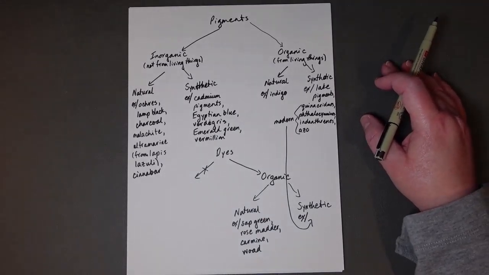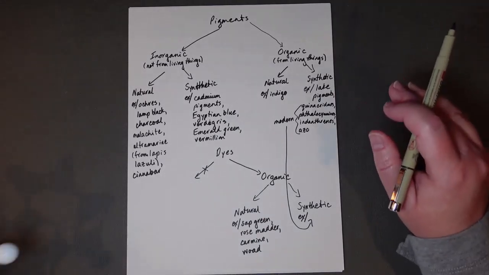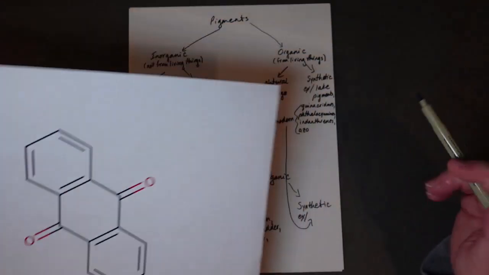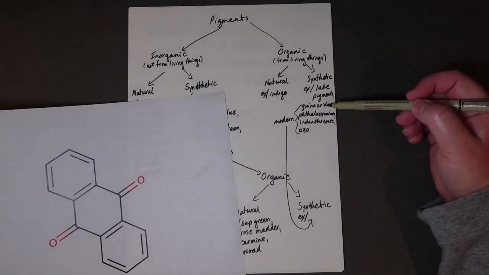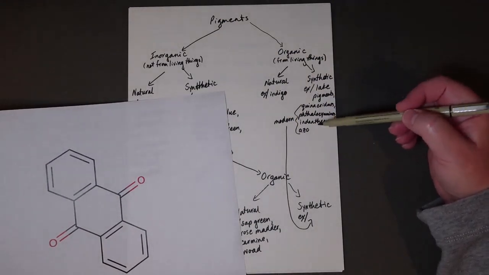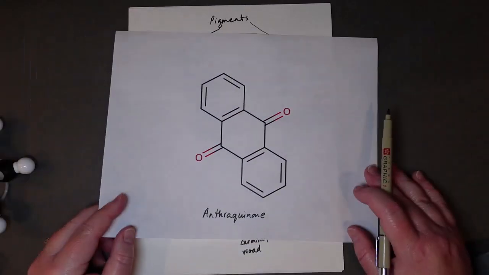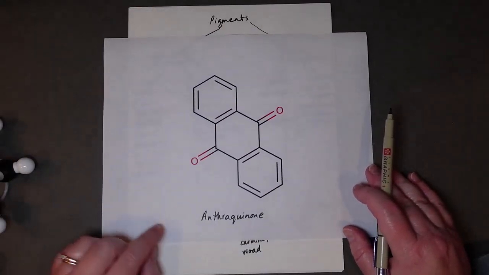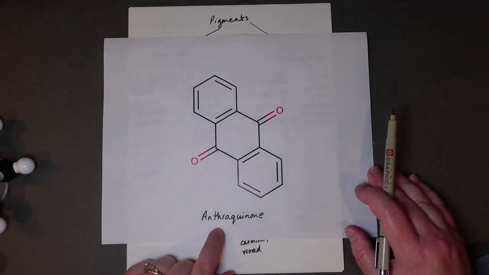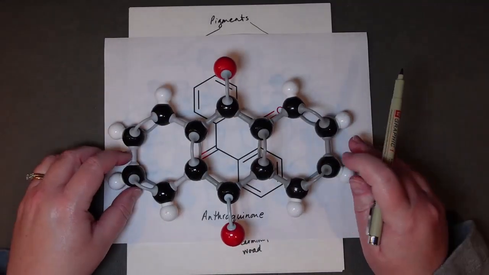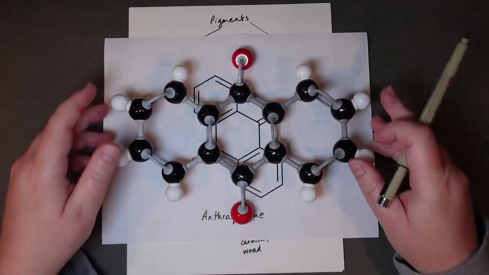Now, back to, where's my model here? A lot of these new dyes and pigments that they're making are based on this molecule. This is called anthraquinone. And you might see that name in some pigment names as well, right? Anthraquinone. I built it just because it was fun.